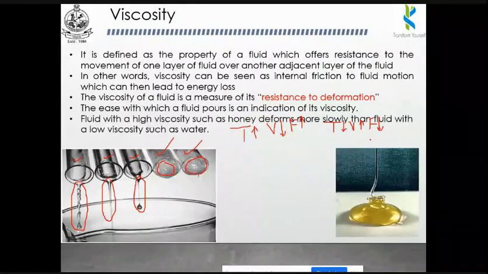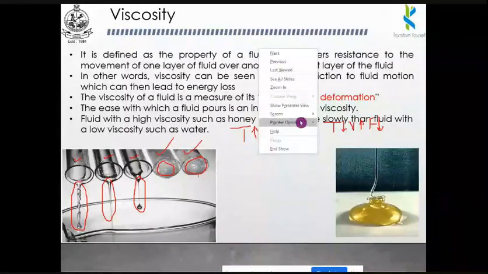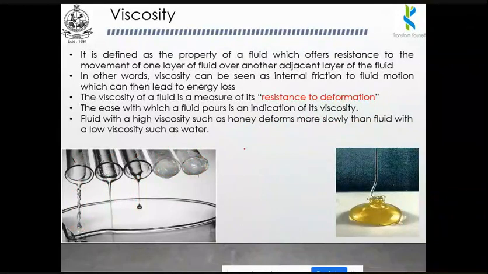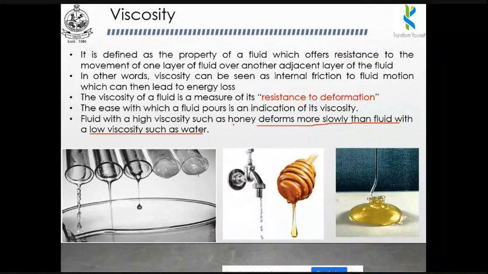Okay, so the other examples. A fluid with high viscosity such as honey deforms more slowly than a fluid with low viscosity such as water. We have already discussed this. Next, the comparison between water and honey. Water has a very high flow, but honey has very low flow because it is a highly viscous fluid. Any doubts regarding this viscosity?